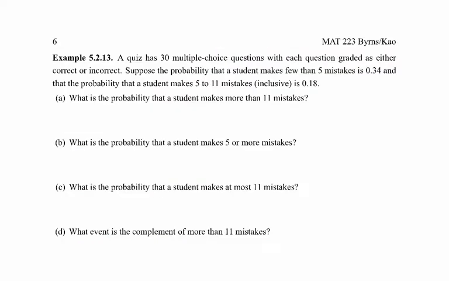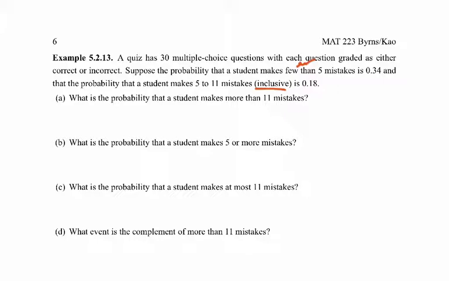Last example, a quiz has 30 multiple choice questions. Each question is graded as right or wrong, correct or incorrect. Suppose the probability that a student makes fewer than 5 mistakes is 0.34. The probability that a student makes 5 to 11 mistakes inclusive, we'll talk about that in a minute, is 0.18.